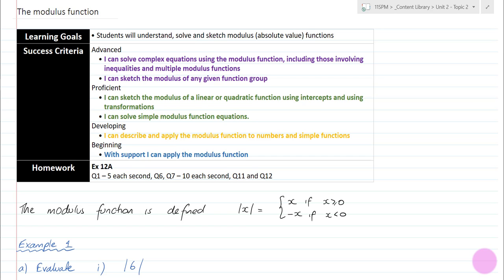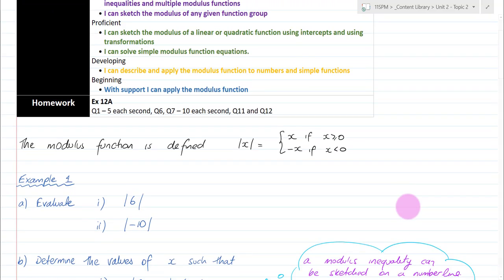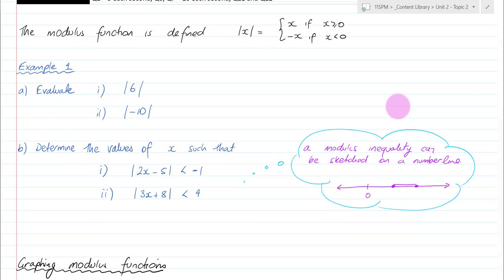So here we're going to talk about the modulus function. I'm going to try and keep it reasonably short and rolling on from here. So the modulus function is this. It's written with absolute value signs. So you've got the modulus of x, two straight lines, and basically it makes any negative value positive. That's essentially what the modulus function does.